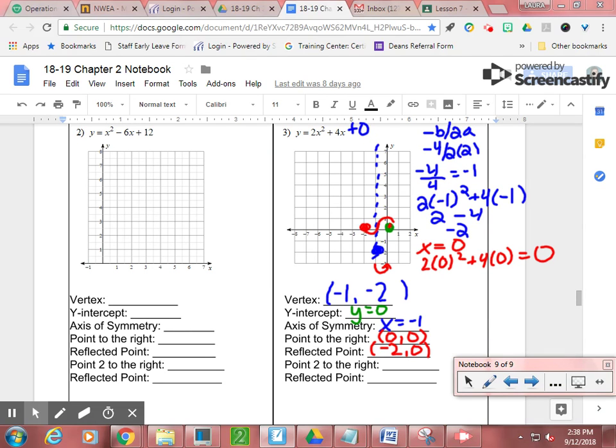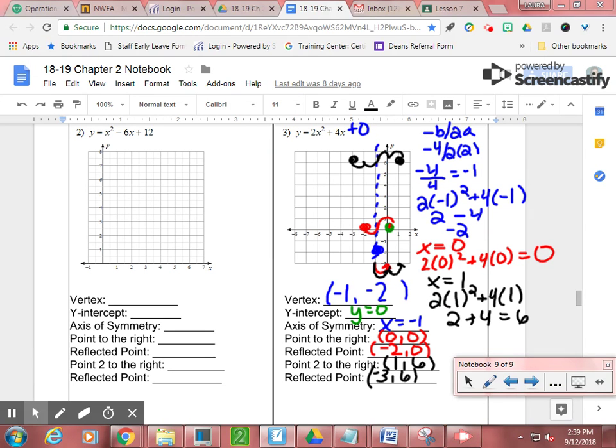Then I need a point 2 to the right. So if we started here, 1, 2 gives us x equals 1. So you're going to plug x equals 1 into the equation now. And I have 2 times 1 squared and 4 times 1. So that's 2 plus 4, which is 6. So how we write that ordered pair is I plugged in 1, I got back 6. So I go to the point 1, 6. I reflect that by saying, okay, I'm 2 away. I'm going to go 2 away over here. And that's the point negative 3, 6.